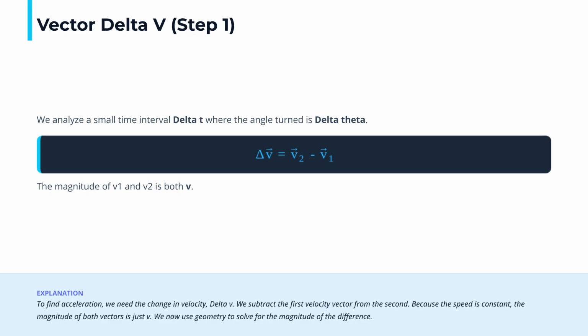To find acceleration, we need the change in velocity, delta v. We subtract the first velocity vector from the second. Because the speed is constant, the magnitude of both vectors is just v. We now use geometry to solve for the magnitude of the difference.